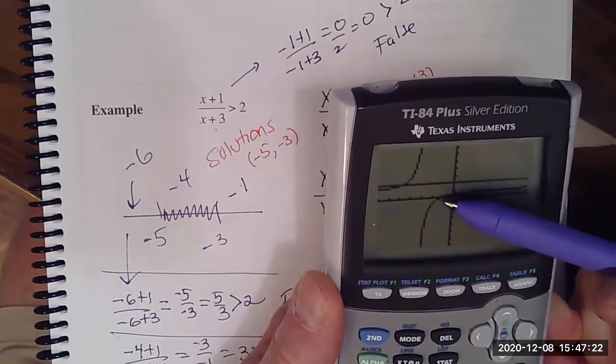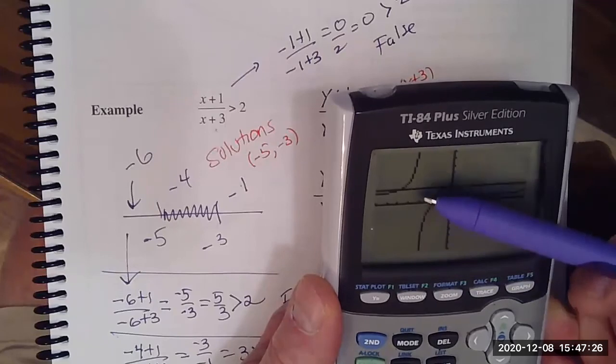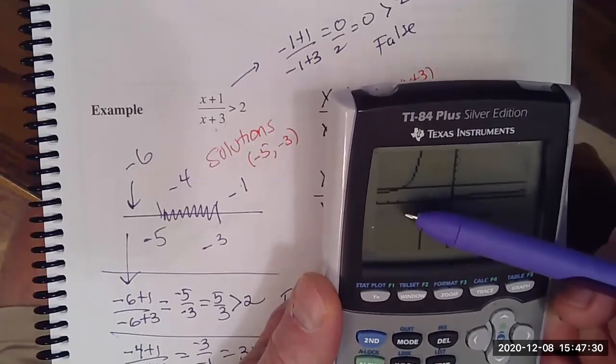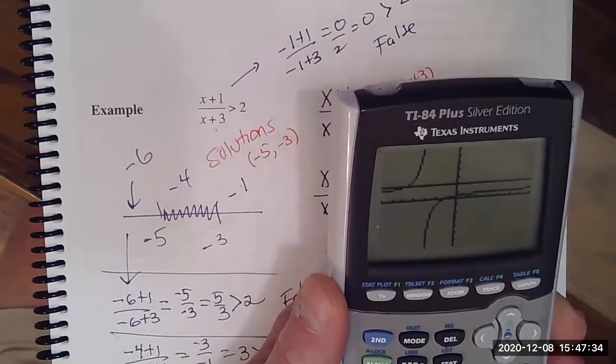Okay, so you can see it's -1, -2, -3. There's a vertical line right here. This piece right here is the only place that's above. And that turns out to be from -5 to -3, where the undefinedness is.